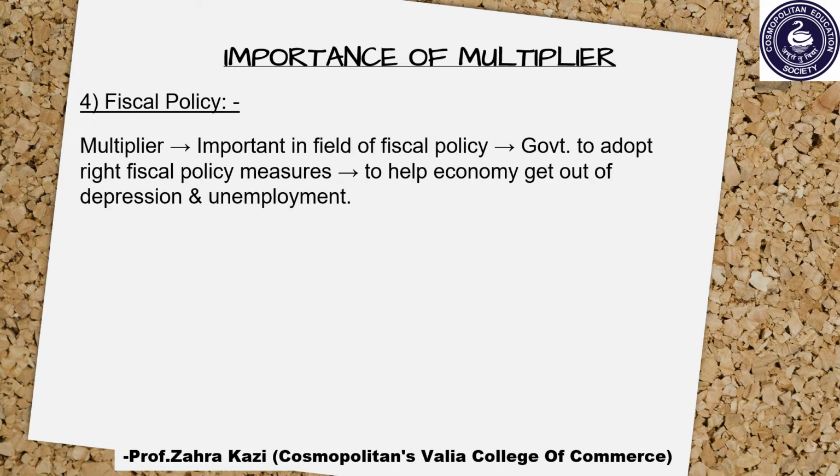The next factor is fiscal policy. Multiplier theory has a great importance in the field of fiscal policy, that is taxation policy. This is because it helps the government to adopt correct and appropriate fiscal policy measures so as to get the economy out of depression as well as unemployment.